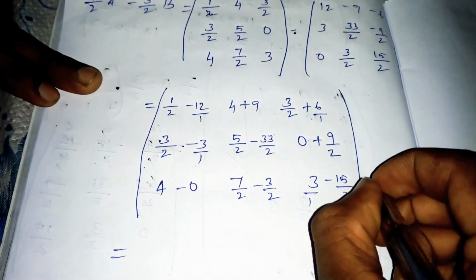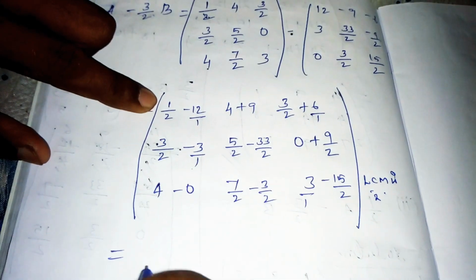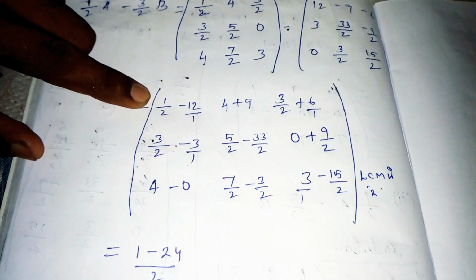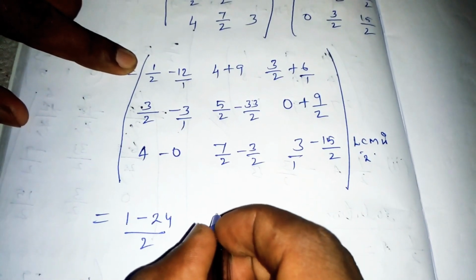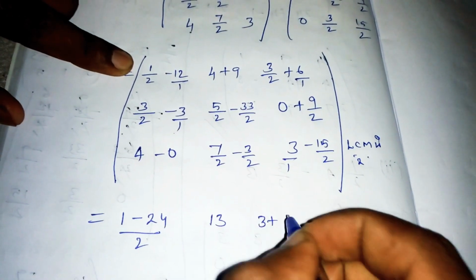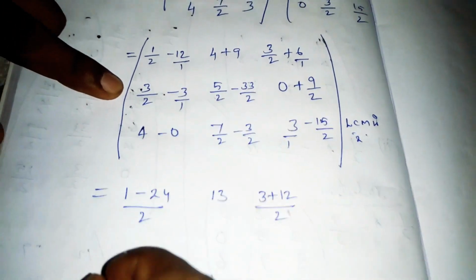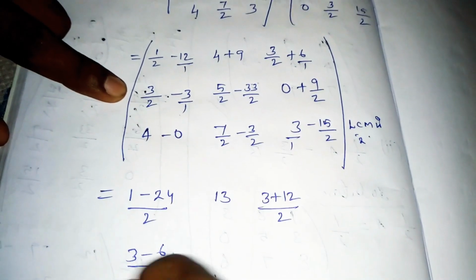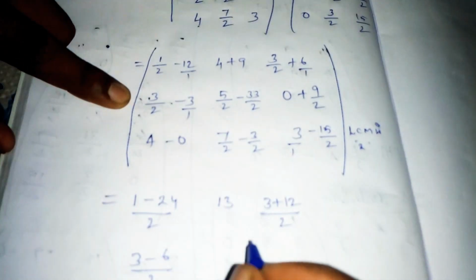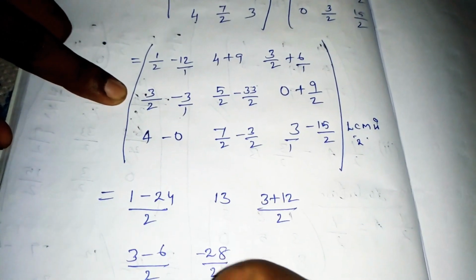Okay, everything first LCM, LCM is 2. Again, now your 2 is needed. Then 1 minus 24 divided by 2. Again, 4 plus 3, 9 equal to 13. Again, here also 3 plus 12 divided by 2. Again, here also 3 minus 6 divided by 2. Again, now the end both are equal. 5 minus 33 equal to what? 28 minus 28 divided by 2.